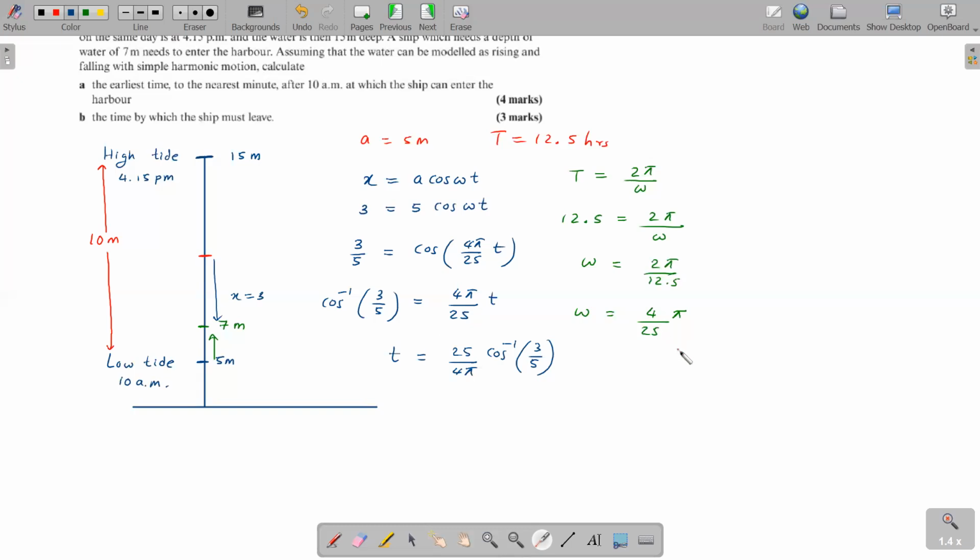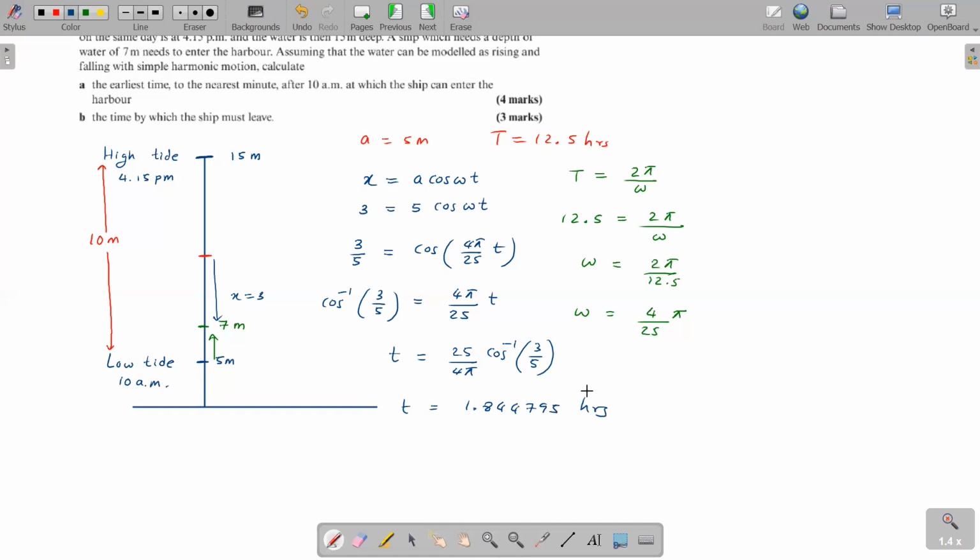because our omega is in hours. Since our omega is in radians per hour, we've done the periodic time in hours. So in that case, T will be, your time will come in hours, which is 1.844795. It goes on like this.